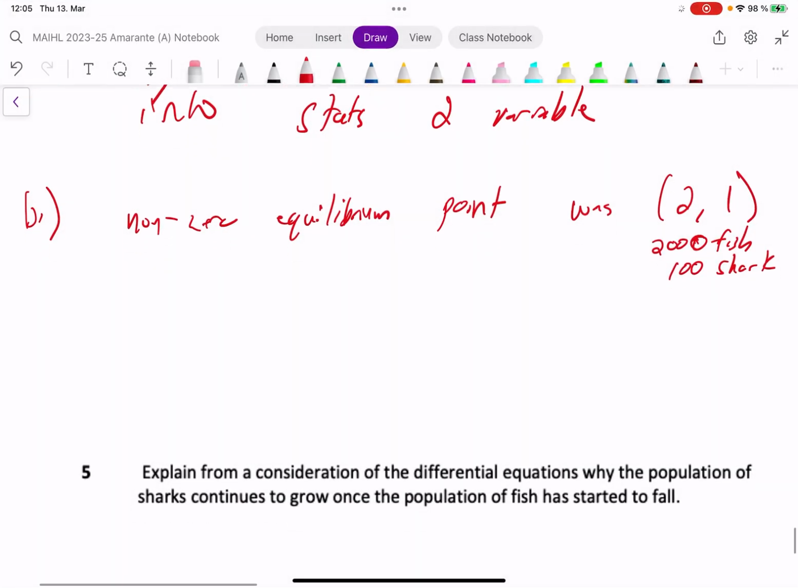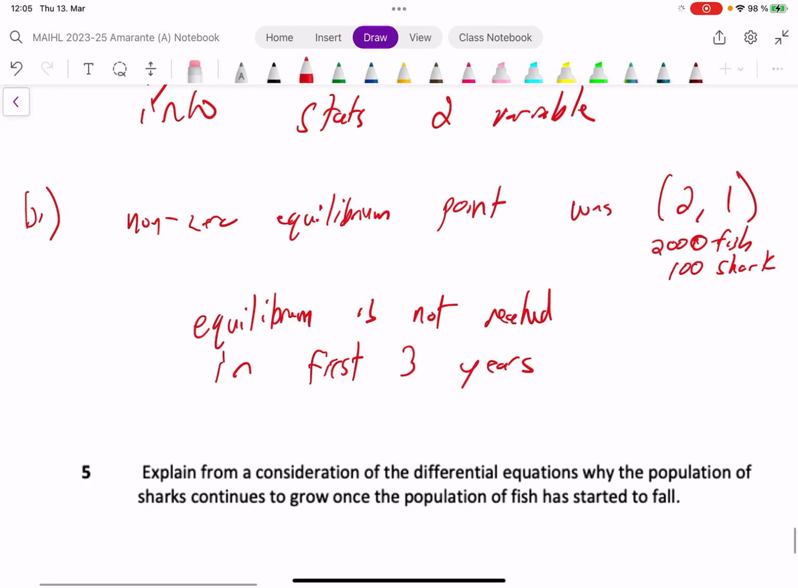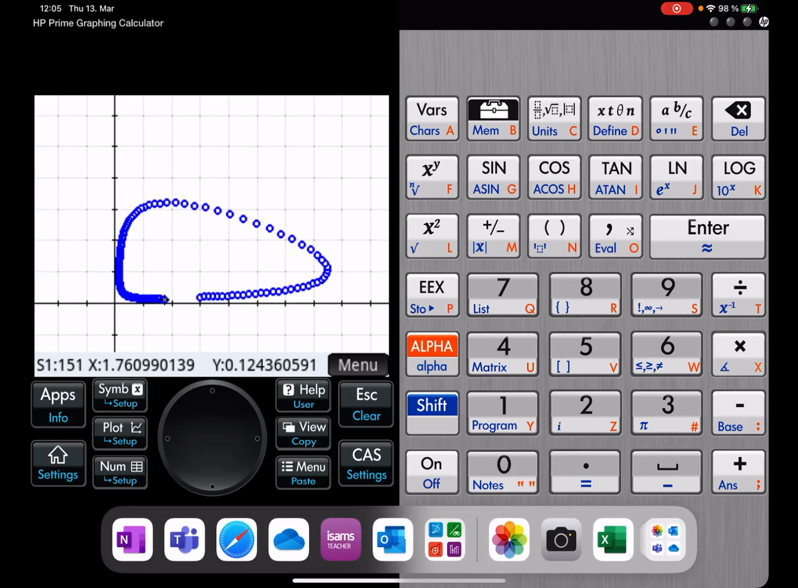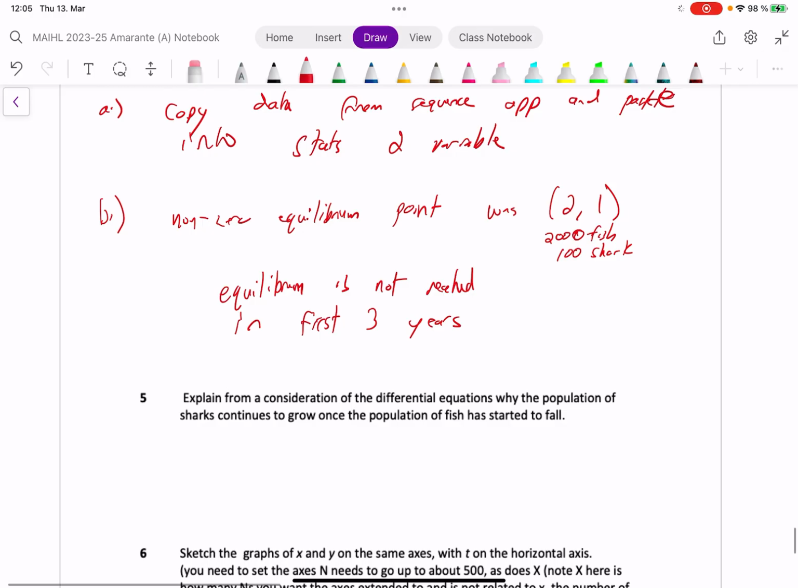So what that means is the equilibrium is not reached in the first 3 years. This spiral, if I was to continue, might continue to spiral inwards, if we want to think about it that way. The graph looked a little bit like this. It started here and started to do this and then came down here. It might start to go in and go here, and then eventually it might hit a point of 2, 1. But it doesn't do that in the first 3 years.